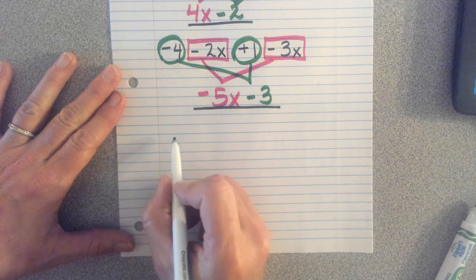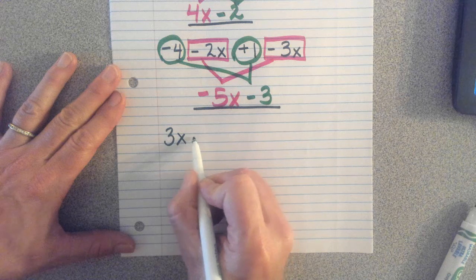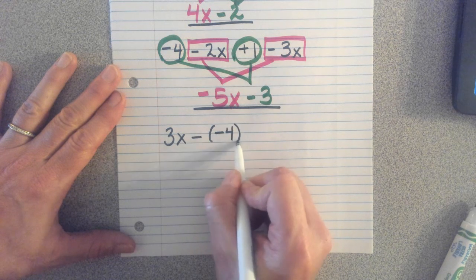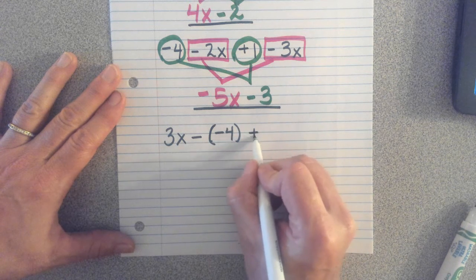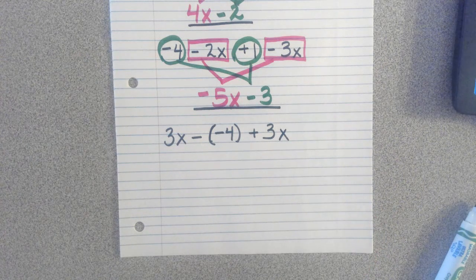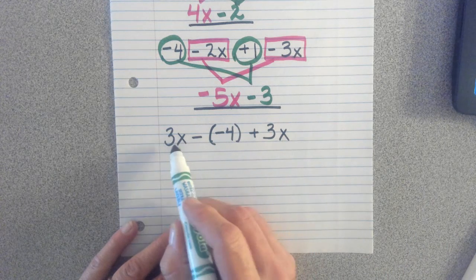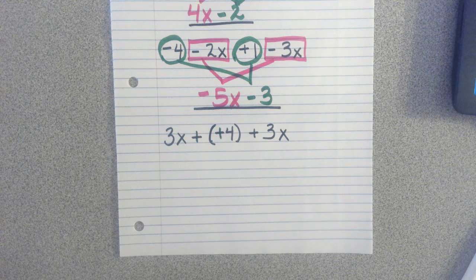Back to your black marker. Okay, we got a 3x minus -4. Put the -4 in parentheses to separate the minus and the negative. Then do a plus 3x. Now here's where it gets a little fun, because we have this minus minus right here. If you leave it, change it opposite, a minus minus turns into a what? Oh yeah, a plus. Yay, we're so smart.